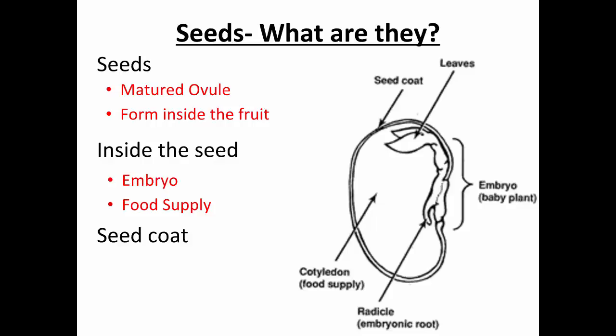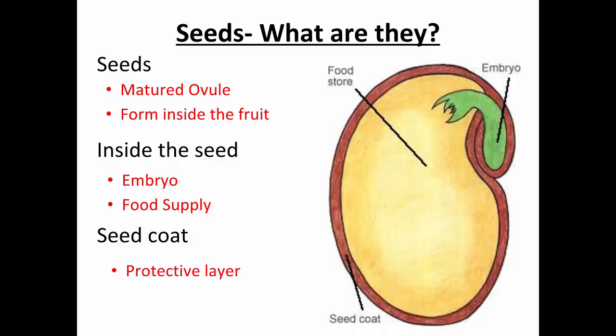Okay? And then surrounding the outside of the seed is what we call a seed coat. Okay? Like if you ever have peanuts, not the shell, but the paper skin on them, that's the seed coat. It's a protective layer, and it protects the seed until it's ready to germinate.